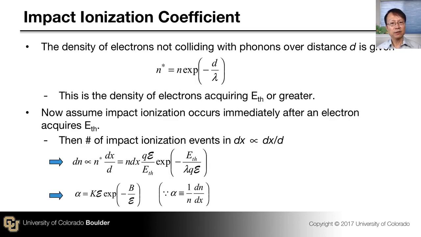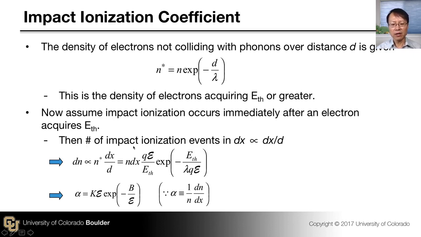And therefore, the density of electrons not colliding with phonons over distance d is simply given by the total electron density times that exponential factor. So n star is the concentration of electrons that have acquired energy greater than the threshold energy for impact ionization. These are the ones that can impact ionize. So let's assume that the impact ionization occurred immediately after an electron acquires threshold energy.